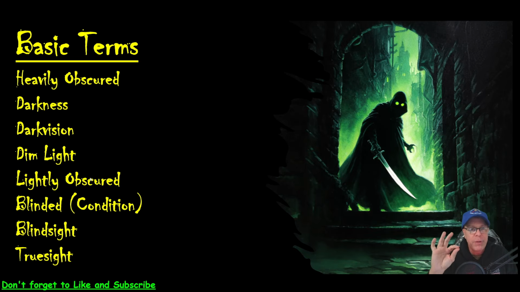They're all different. They're all individual. Heavily obscured is its own thing and can be distinct from darkness. Darkness results in heavily obscured, okay, but it is its own thing as well, as is lightly obscured. So we're going to talk about all that, and many of them result in the blinded condition.